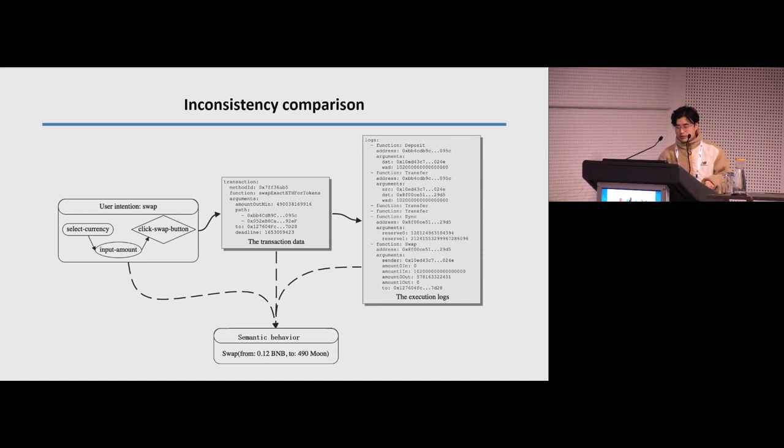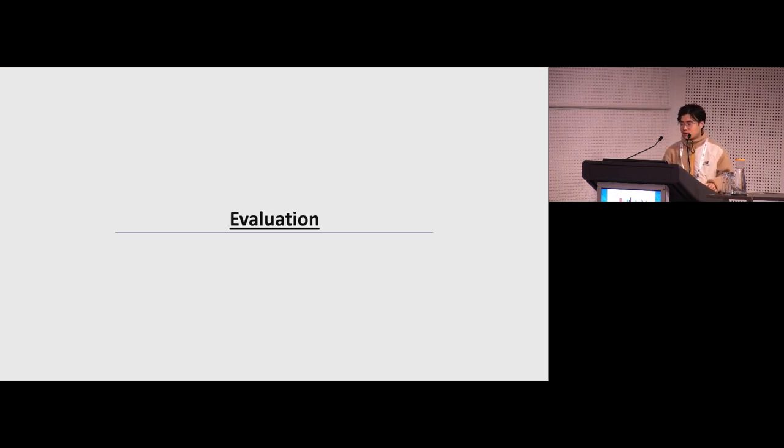On the left side is the front-end action sequence to realize the intention, that is to swap the BNB tokens to the MON tokens. In the middle is the transaction data, and we will parse the data and decode it using its function ABI. And the third one is the smart contract execution traces from a local node. We will analyze all the events and the function calls and transform them into the unified semantic behavior. And you can see all of them are consistent.